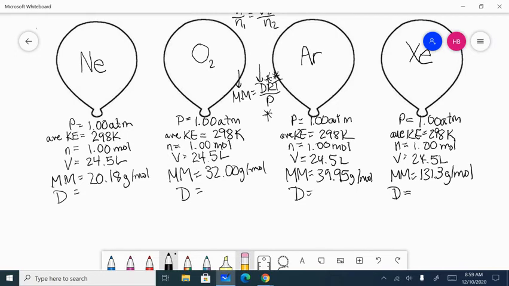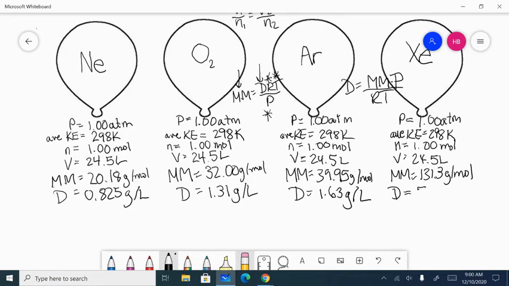Okay, so when I rearrange my molar mass kitty formula, I'll get that density is equal to the molar mass times P over RT. So the density of neon is 0.825 grams per liter. The density of oxygen is 1.31 grams per liter. The density of argon is 1.63 grams per liter. And the density of xenon is 5.37 grams per liter. So as expected, the most dense is the gas with the largest molar mass.